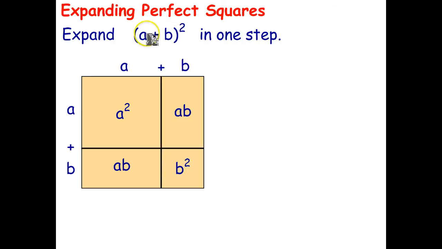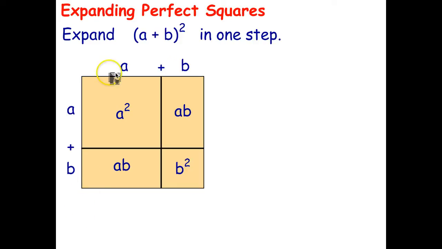So have a look at this expression just here. It's called a perfect square because instead of multiplying a plus b times a plus b, we can just say, well, that's really a plus b all squared. In other words, the two factors or the two expressions that we're multiplying together are the same thing. Let's go ahead and expand it using the rectangle method and see what we come up with.